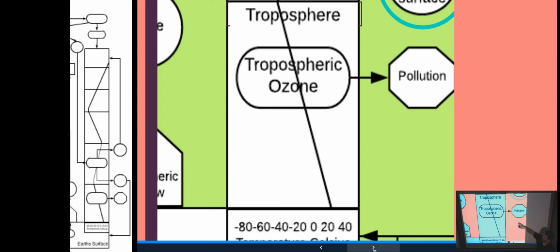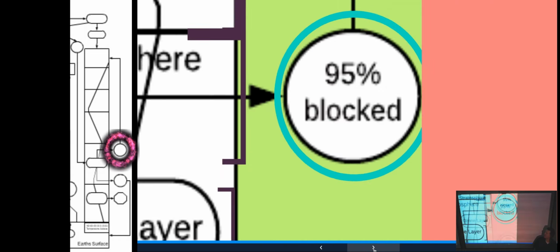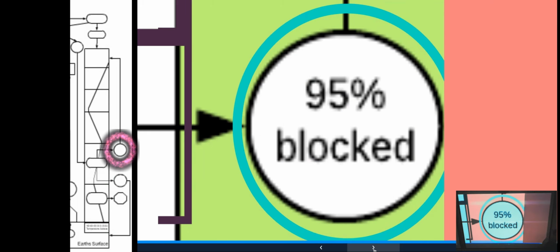So tropospheric ozone is not good for us. It's pollution, but when it's far away from us, we like it because it blocks out 95% of that ultraviolet radiation, which is a good thing for us. Can you imagine if there was less blocked? Without that ozone layer, we'd all be dead. We'd be crispy critters, right?